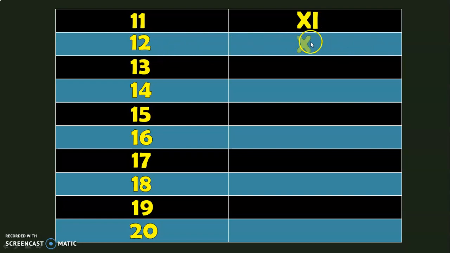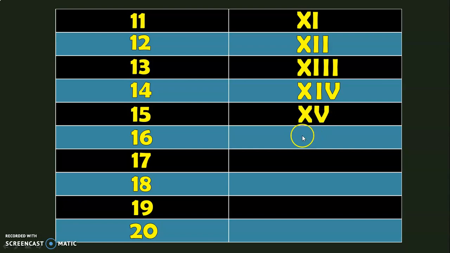For 12, it is XII. For 13, it is XIII. For 14, it is 10 plus 4, 14, XIV. For 15, it is 10 plus 5, XV, 15. For 16, it is 10 plus 6, XVI, 16. For 17, it is XVII, 10 plus 7, 17.